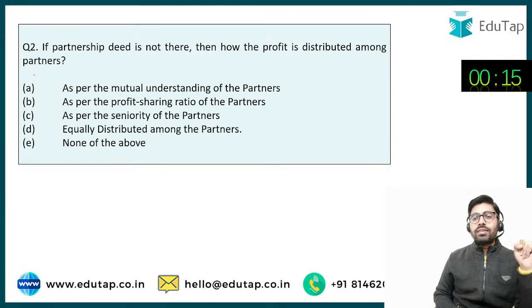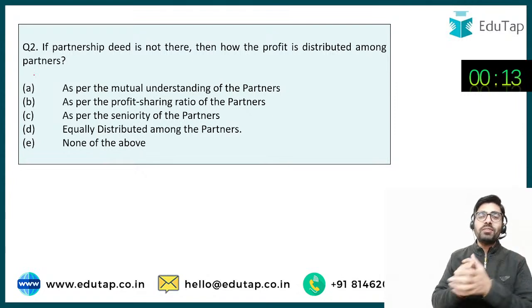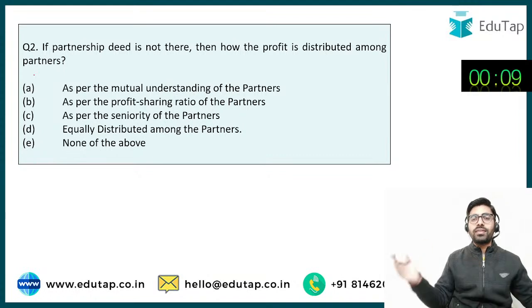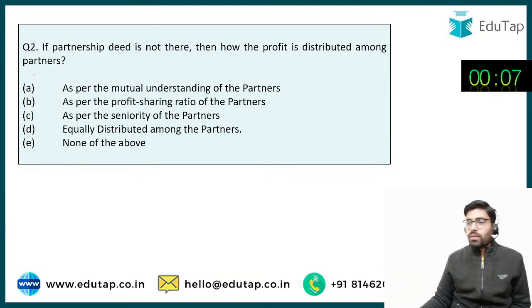Now this question is not specifically related to your syllabus, but still it was asked in the examination, so let's discuss it. If the partnership deed is not there, then how is the profit distributed among partners?